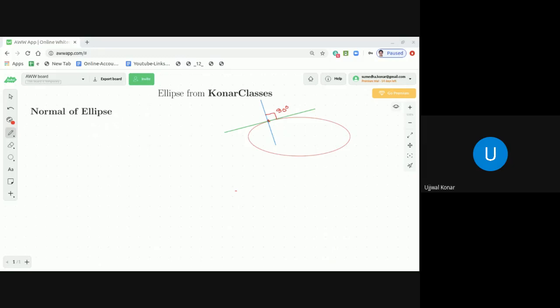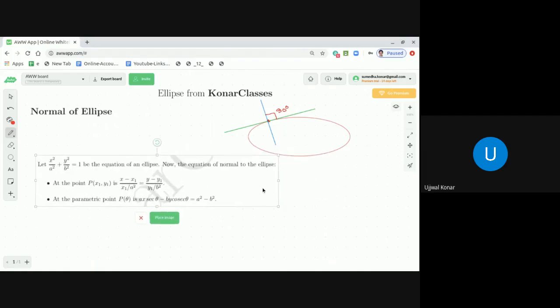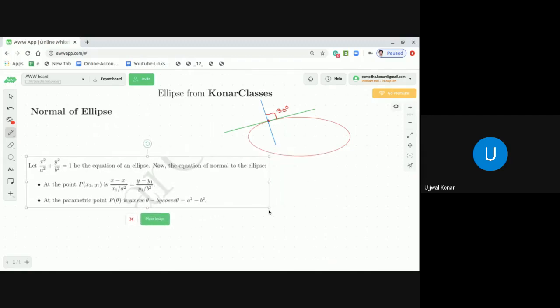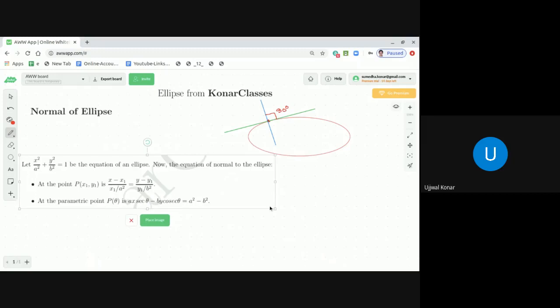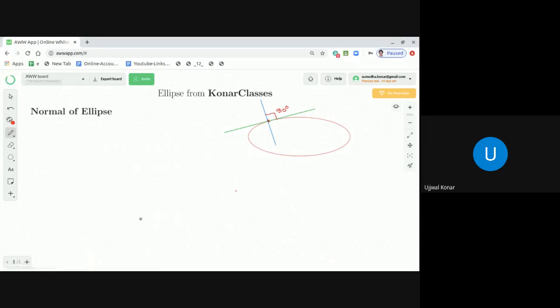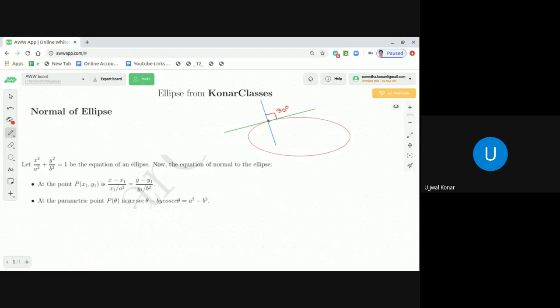If we take the equation of the ellipse as x square by a square plus y square by b square equal to 1, then we get the equation of the normal at an arbitrary point x1 comma y1 as (x minus x1) by (x1 by a square) is equal to (y minus y1) by (y1 by b square), if the point is an arbitrary point with coordinate x1 comma y1.